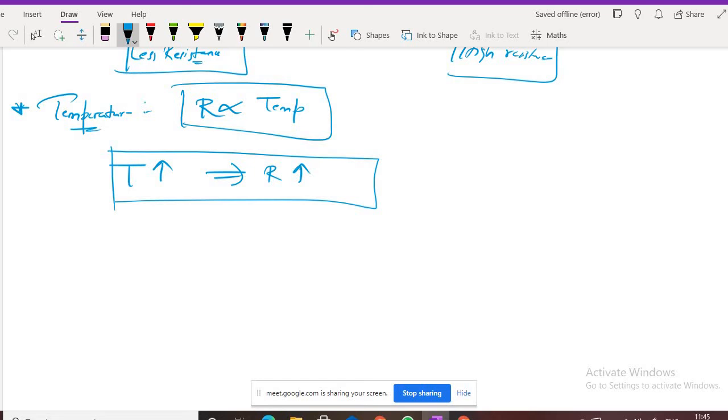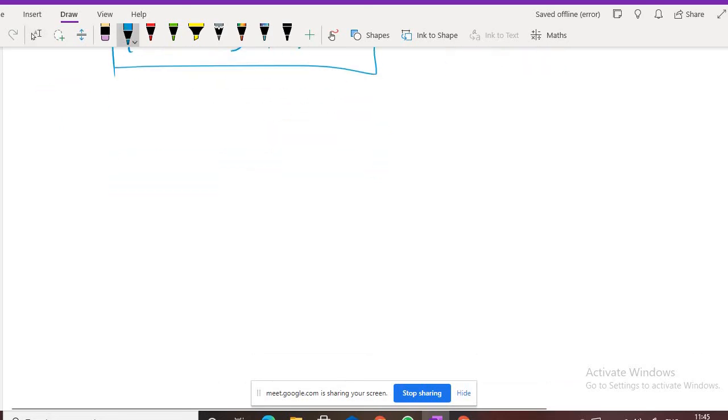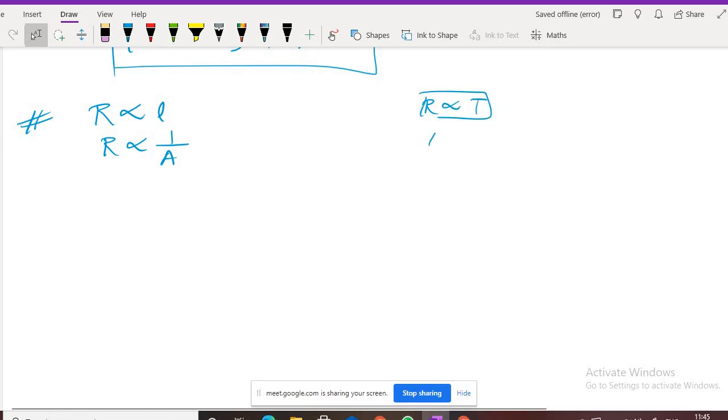Okay. As temperature increases, resistance also increases. This much you have understood? So altogether, if I sum up, resistance is directly proportional to the length, and resistance is inversely proportional to the area. And another thing, the resistance is directly proportional to temperature, and resistance depends on the nature of the material. These are the four characteristics.